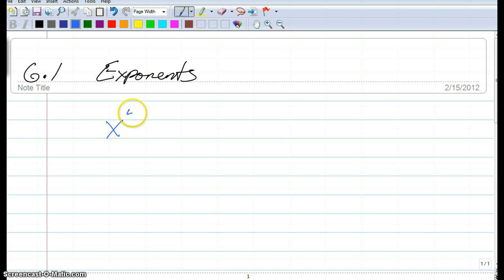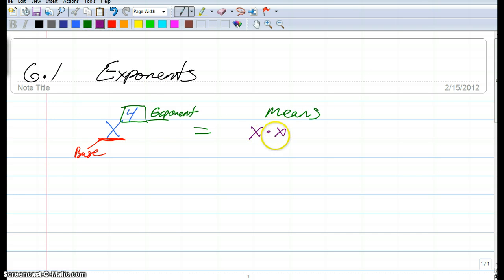Let's talk about x to the fourth power. Now, the x part is the base of the exponent. And that brings us to the 4, that is the actual exponent. Now, what do exponents mean? X to the fourth actually means, I'm sure most of you know it, x times x times x times x. Whatever the base is, you multiply it by itself, whatever the exponent, that many times.